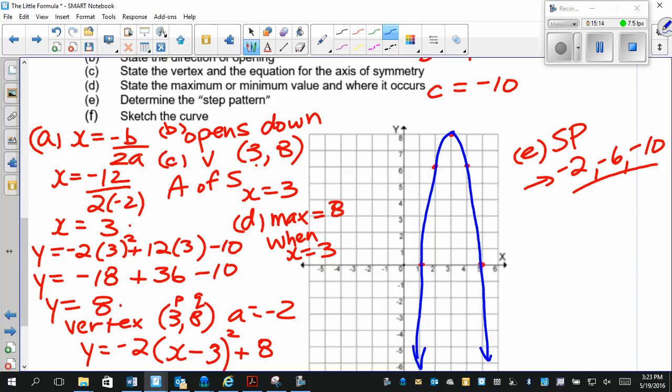Okay, so practice this tomorrow in class, and then we'll be moving on to one other form of quadratic equations. Thanks a lot.